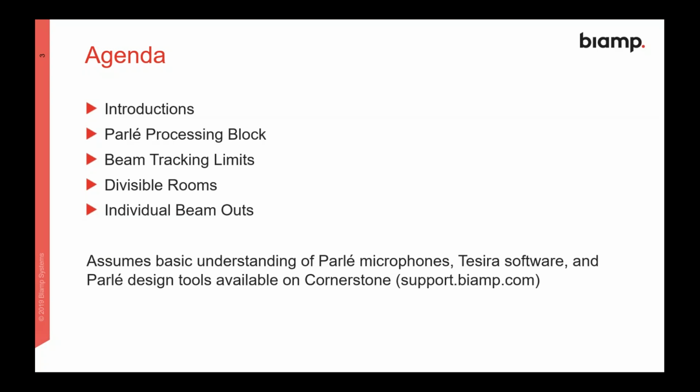We're also going to talk a little bit about tracking limits. So with the Parlé microphones, we can now restrict tracking to certain areas. And I want to go into the special use case of divisible rooms, because that one tends to be a little bit confusing and requires some additional work. And we're going to talk about the new feature of giving individual beam outs from each Parlé microphone. So there are a few applications for that, and I will show you how to do that.